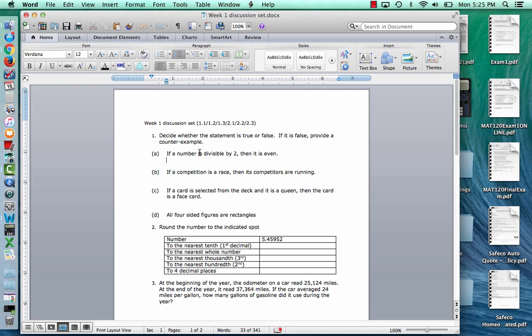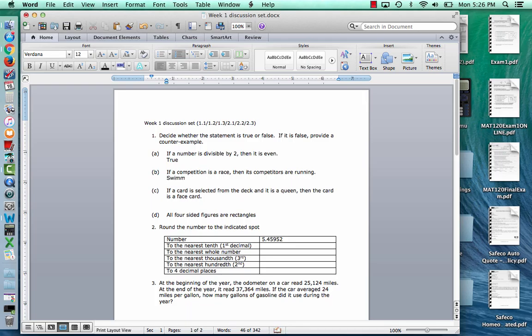So for number 1, A through D, we were supposed to decide whether the statement is true or false. If it is false, provide a counterexample. So if a number is divisible by 2, then it is even. That statement is true. The definition of a number being even is that it's divisible by 2. So if a competition is a race, then its competitors are running.